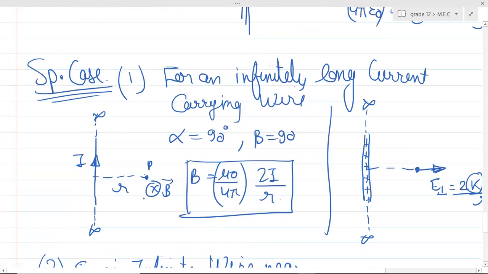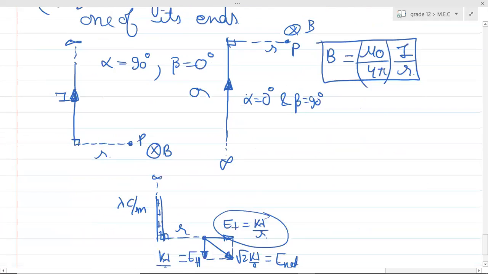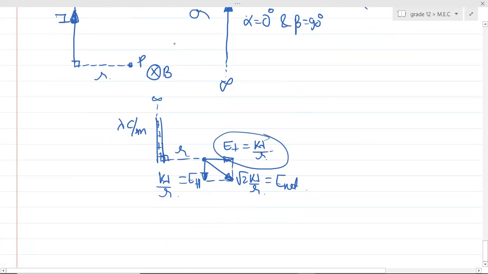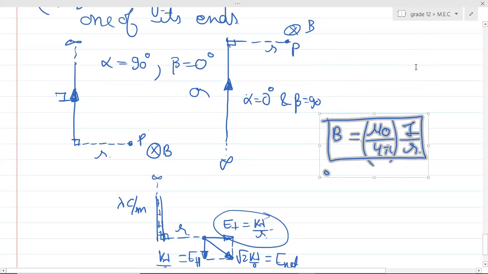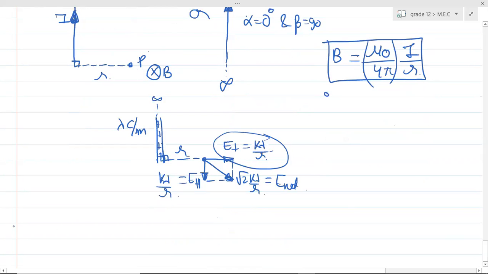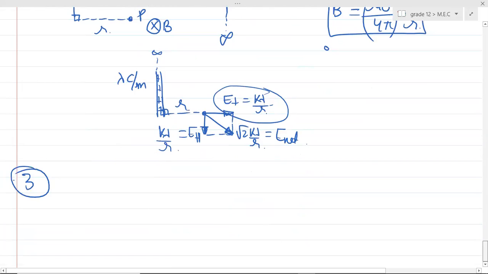So can you see, B is basically symmetric to E perpendicular over here. And here in this case, what is the answer? Is this clear, guys? Are you understanding the application part? Now, the semi-infinite wire is done.